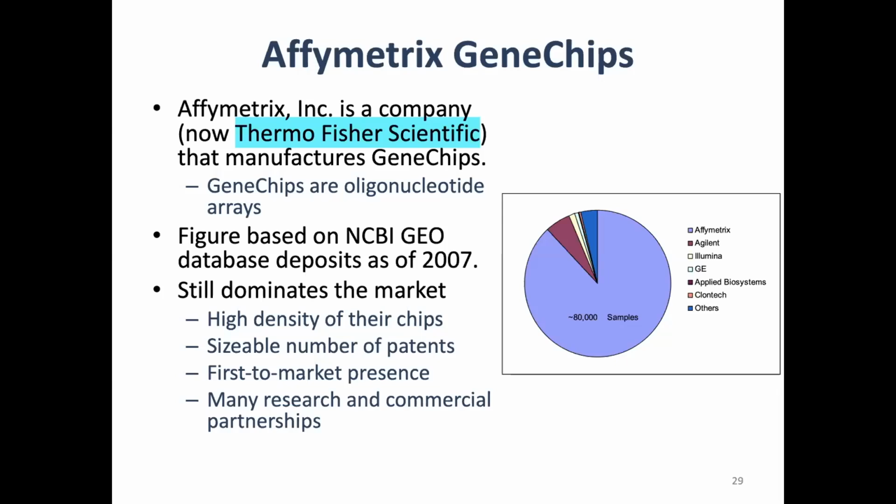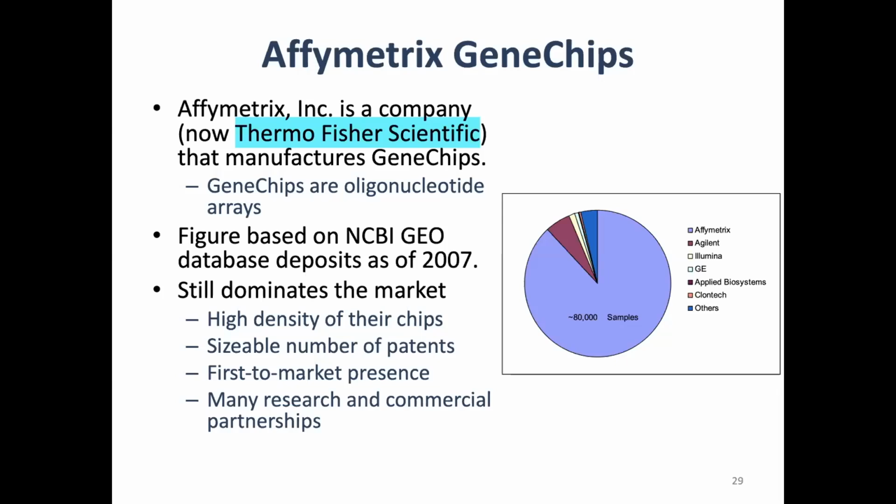And why does it dominate the market? There are a number of reasons. Because it uses high density chips. The chips are designed to capture a high number of genes, and to capture each gene there are thousands, millions of probes. It also has a sizable number of patents. That's another factor, and another is the first to market presence.